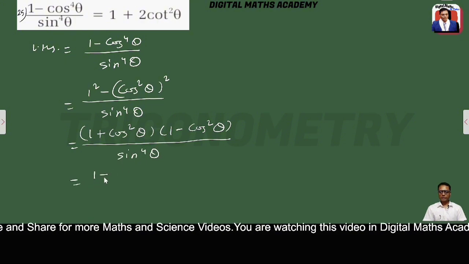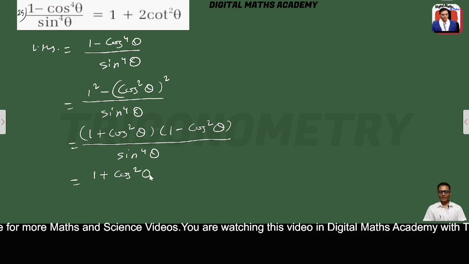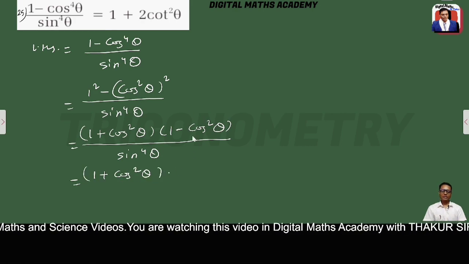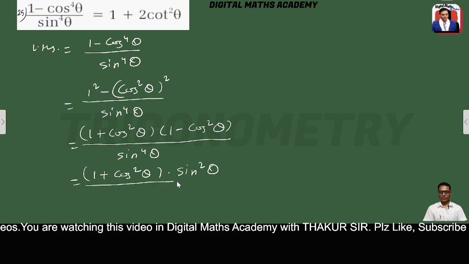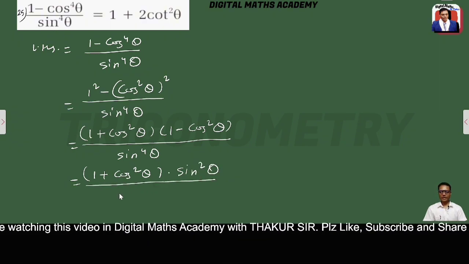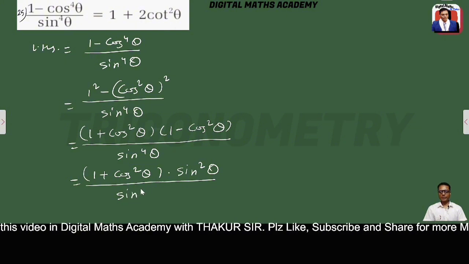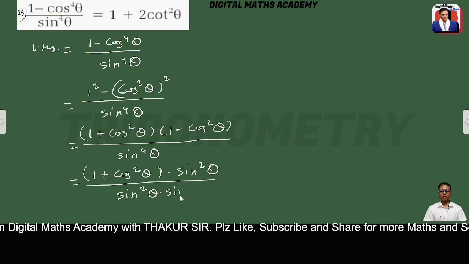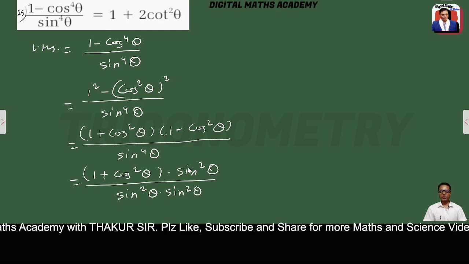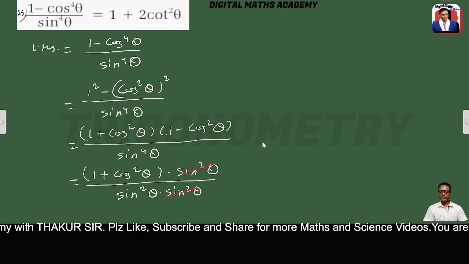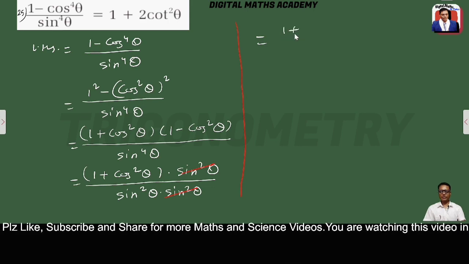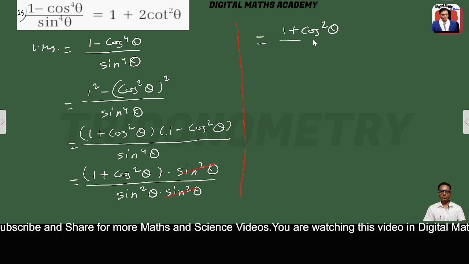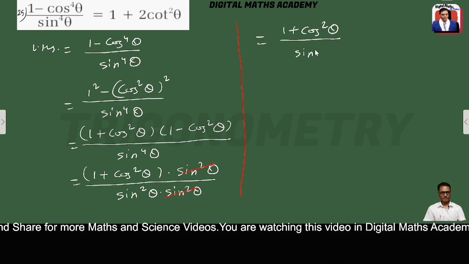Now we write 1 plus cos square theta, and 1 minus cos square theta equals sin square theta. At the denominator we have sin to the power 4 theta, which can be written as sin square theta dot sin square theta. So we can cancel sin square theta very easily. Then what remains is (1 plus cos square theta) over sin square theta.